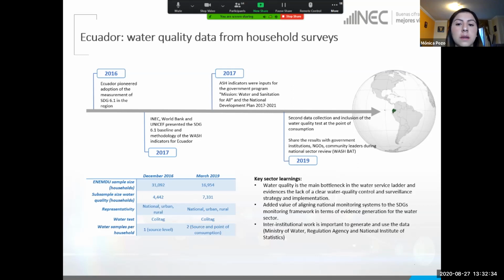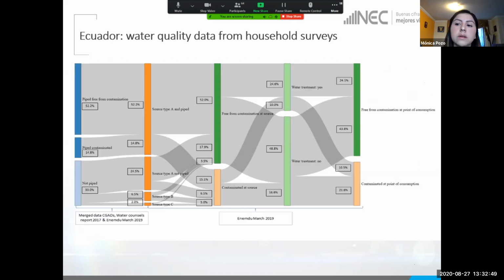The 2019 data was combined with administrative records from water service providers. Through a Sankey diagram that we can see on slide 2, we can see the flow of water contamination in the water cycle: distribution, collection, that is the source type, quality at source, treatment, and quality at consumption point. This generated important sector learnings with important potential to influence sector policies and decision making. The main finding was that water quality is the main bottleneck to reach access to safely managed drinking water. This made evident the lack of a clear water quality control and surveillance strategy and implementation.